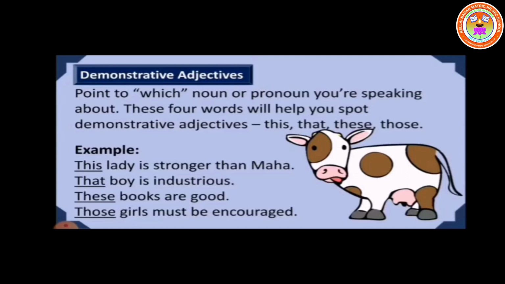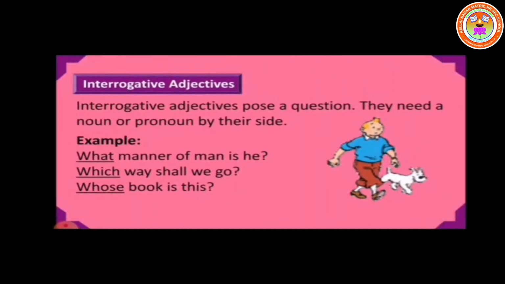Like that boy is industrious. Which boy? That boy. So it is again demonstrating. So it becomes demonstrative adjective. These books are good. Which books? These books. Good. These becomes the demonstrative adjective. Like that, last one, those girls must be encouraged. Which girls? Those. So those is the demonstrative adjective. Then next one, interrogative adjectives.